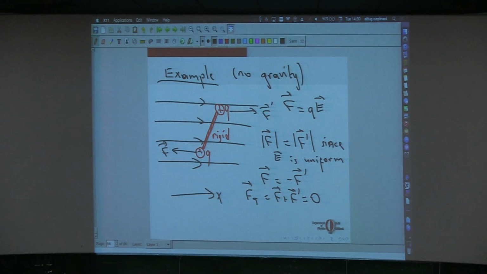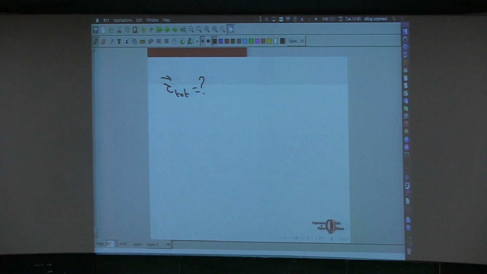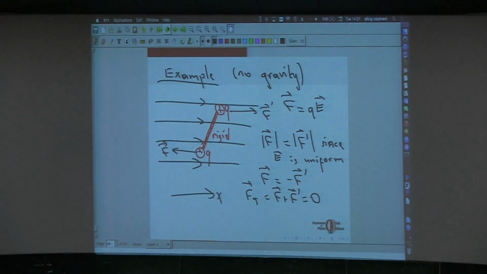Now the next question would be, what is the net torque? We will discuss this after the break. Any questions before you go for a break? We will discuss what happens later on. There was a question over there. Well, of course, if you want to calculate the torque, you have to calculate the torque relative to a point. In this example, calculate the torque relative to the center.